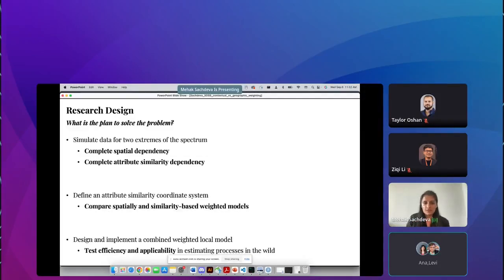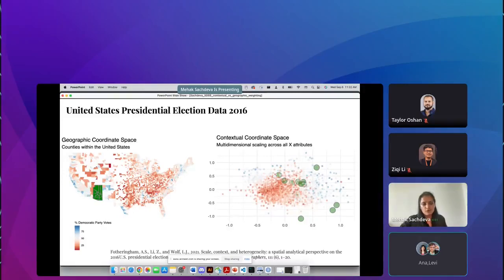So what I'm going to focus on now is using this particular idea in a real world data scenario, because that is where we don't really know whether the processes are completely spatial proximity dependent, or whether there is also value in adding a profile-based similarity weighting matrix. So I take this model from Fotheringham et al., where they look at voting behavior using the presidential election data for 2016 in the United States at the county level. And I run two models side by side.